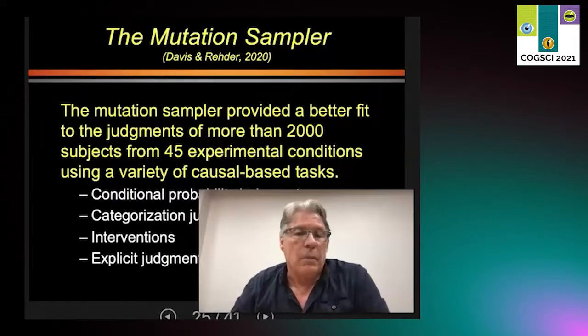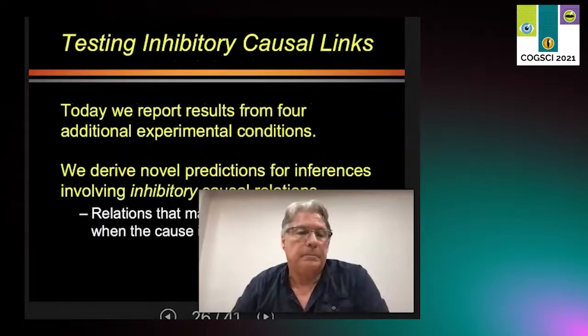I've described just one study, but in fact Zach Davis and I found that the mutation sampler provided a better fit to the judgments of more than 2,000 subjects from 45 experimental conditions using a variety of causal-based tasks, not only conditional probability judgments, but also categorization judgments, predictions about interventions, and so forth. Today we report the results from 4 additional experimental conditions testing the mutation sampler. In particular, we derive novel predictions for inferences involving inhibitory causal relations, that is, relations that make an effect less likely when the cause is present rather than more likely.